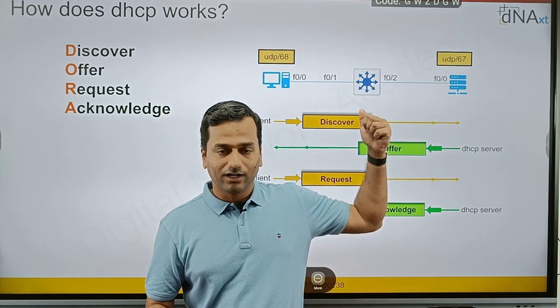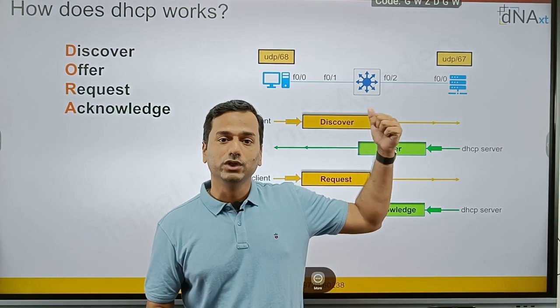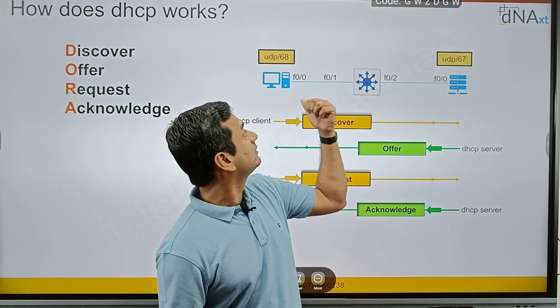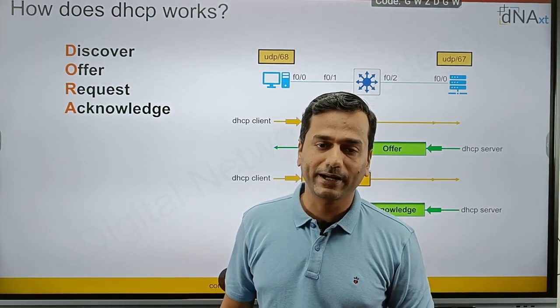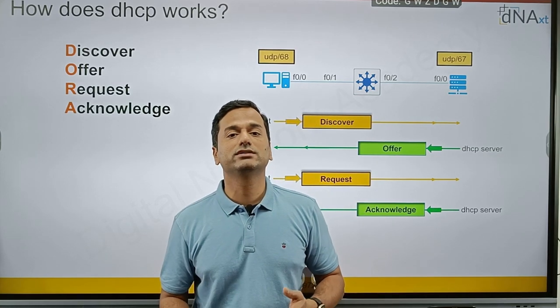If you have a firewall in between your client and server, make sure you allow UDP port numbers 67 and 68. Clear, right? Now, the question is, how does DHCP work?